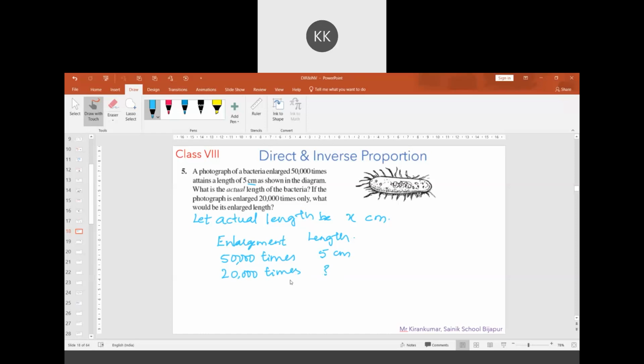How do we find the length at 20,000? It is 20,000 into 5 divided by 50,000, to find the enlarged length.